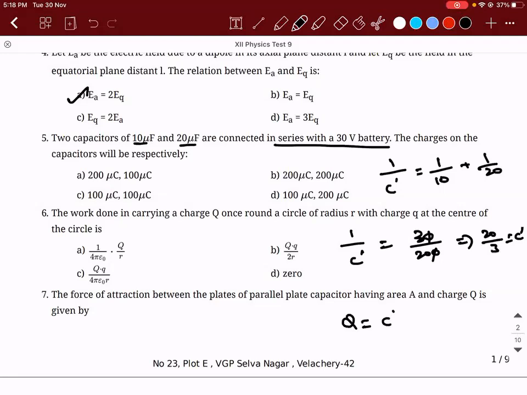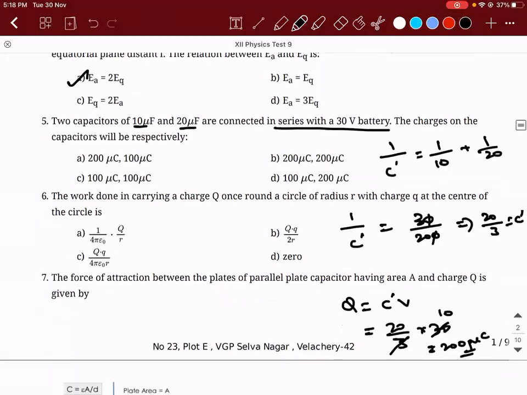So Q is equal to C dash into V. That is 20 divided by 3 into 30. It will go 10 times. Answer will be 200 microcoulomb. So 200 microcoulomb is the charge. Do we need to calculate the charge on each capacitor? No, sir, it will be same. It will be same because they are in series.